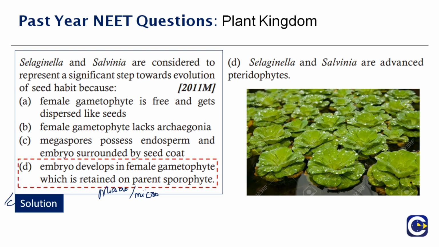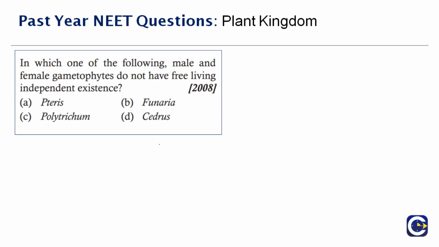So the embryo develops in the female gametophyte and it is retained on the parent sporophyte. To your right side you can see the picture of the Selaginella. This is how it will grow and this is how the appearance is. Now let's move to the next question. In which of the following do the male and the female gametophytes not have free living independent existence? This question was asked in the year 2008.